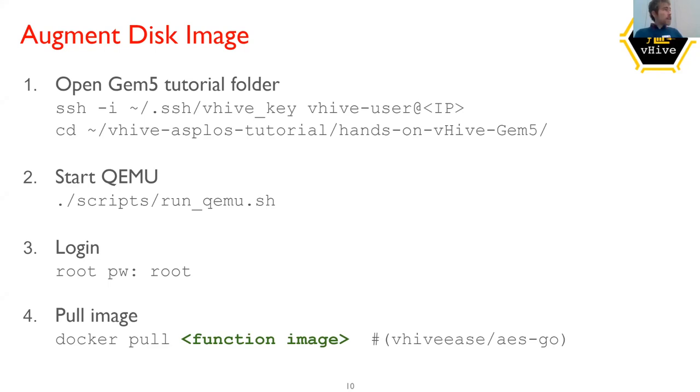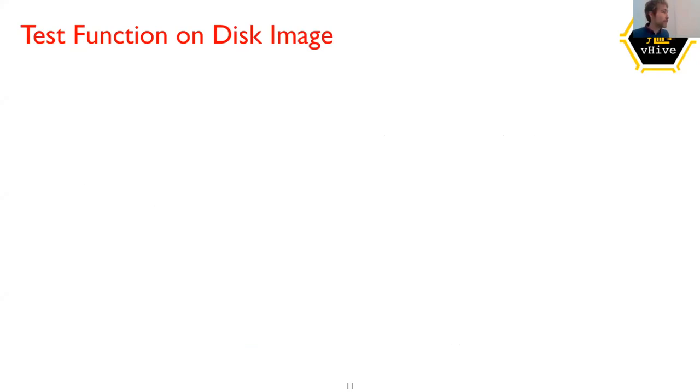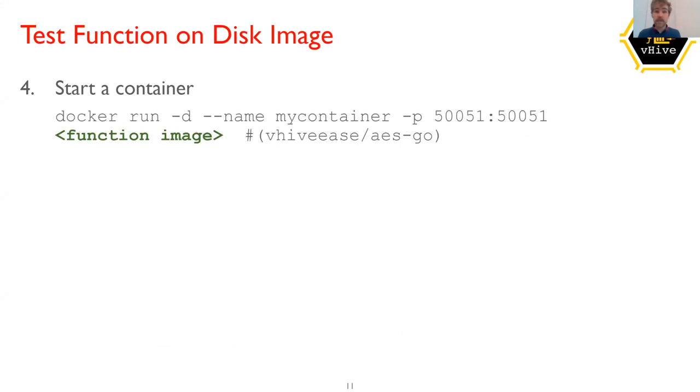Okay. Then, in principle, now everything should work, but just to confirm, let's do a small test. So, for our test, we first need to start the container with the Docker run command. You can also find all the commands in the README, the MD file of the hands-on material. Then you can just copy it.